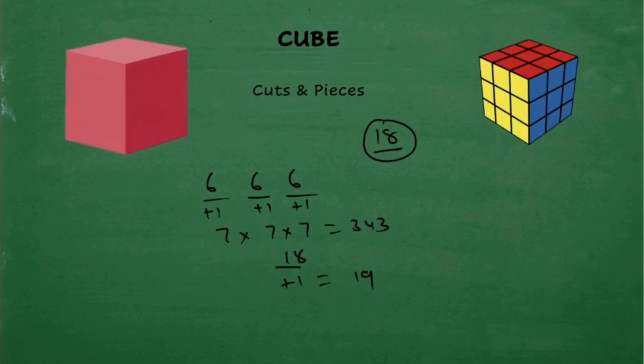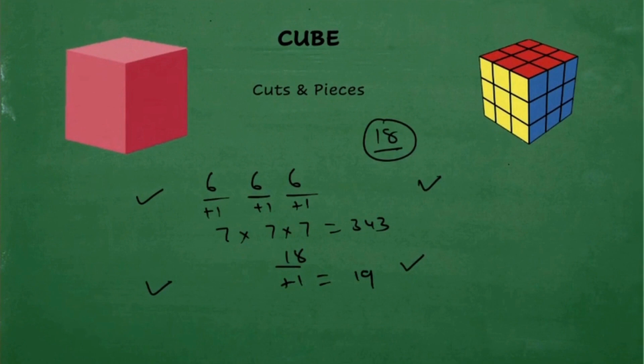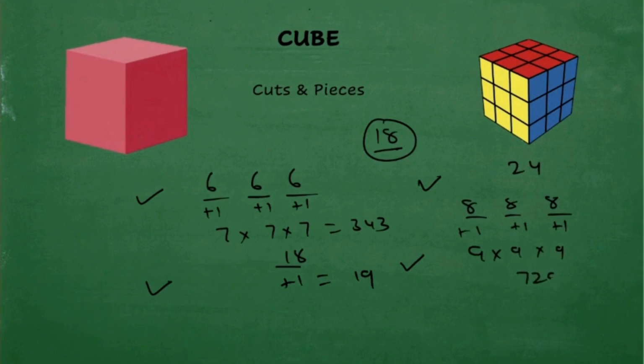So in the cuts case, we had minimum in three directions and maximum in one direction. Now in the pieces case, we have maximum in three directions and minimum in one direction. Let's take one more case, that is 24. We'll equally divide 24 into three parts, that is 8, 8 and 8, plus 1. We have 9 into 9 into 9. So we'll have 729, or 24 cuts in one direction will give 25 pieces.